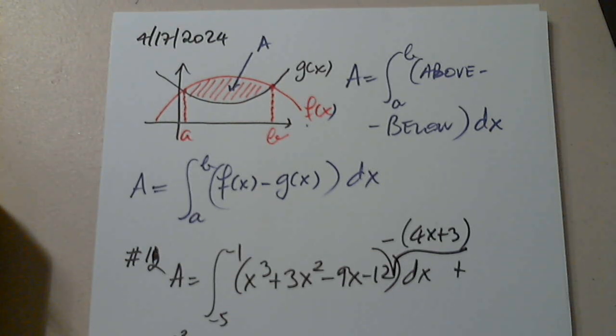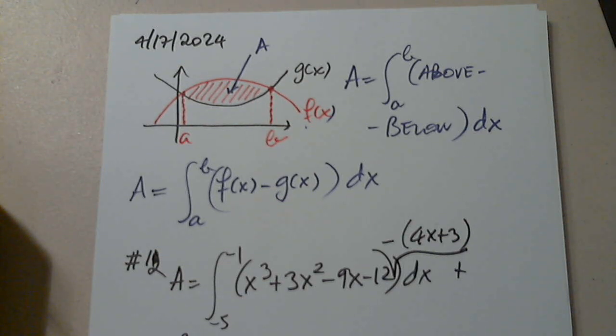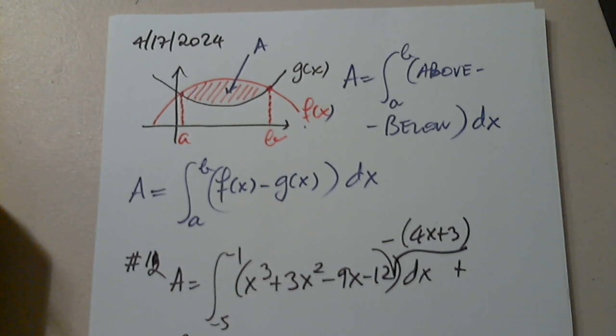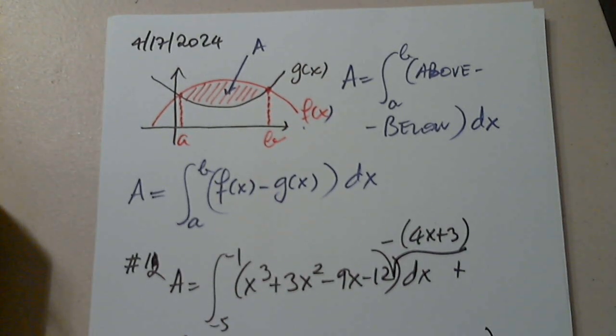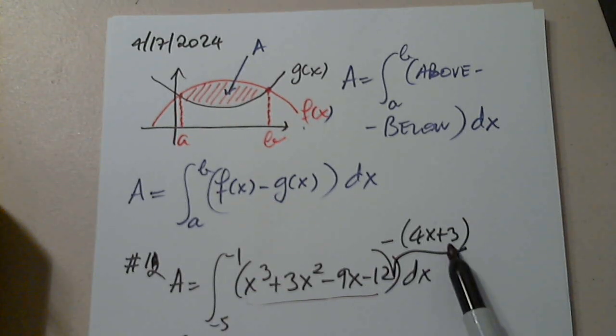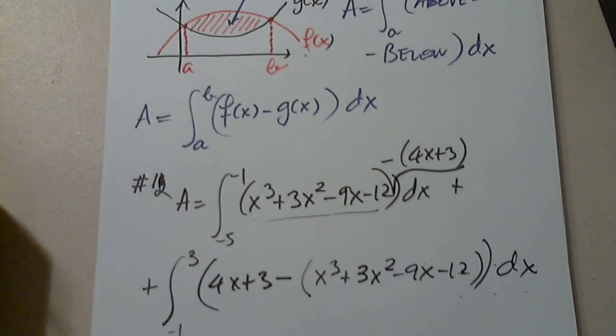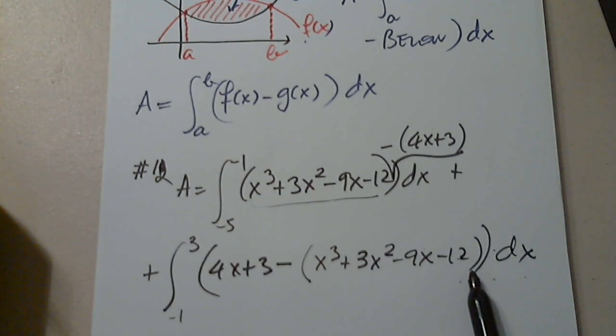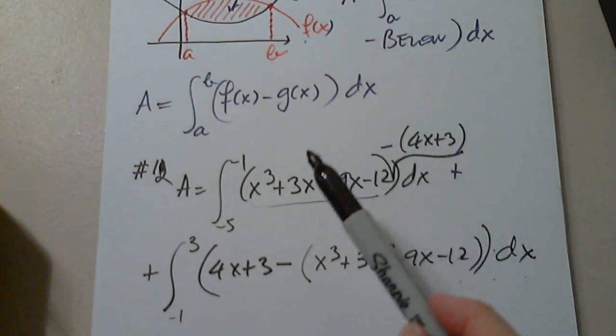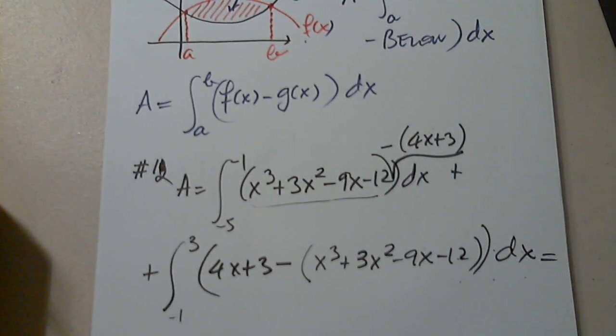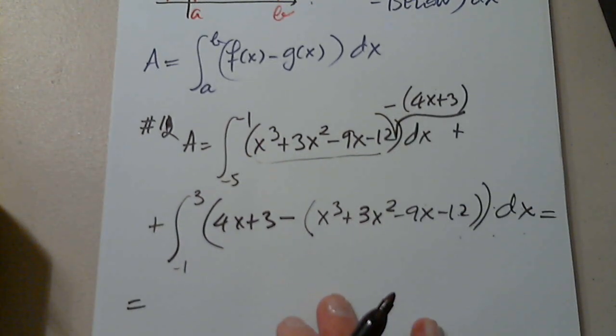Between -1 and 3, what is the above? Now the above is 4x plus 3. And I have to subtract the below. Now the below is x cubed plus 3x squared minus 9x minus 12 dx. So this was above and this is below. This was above for the second piece and this was below. Above minus below. Now I have to simplify as much as possible before I determine the integrals.